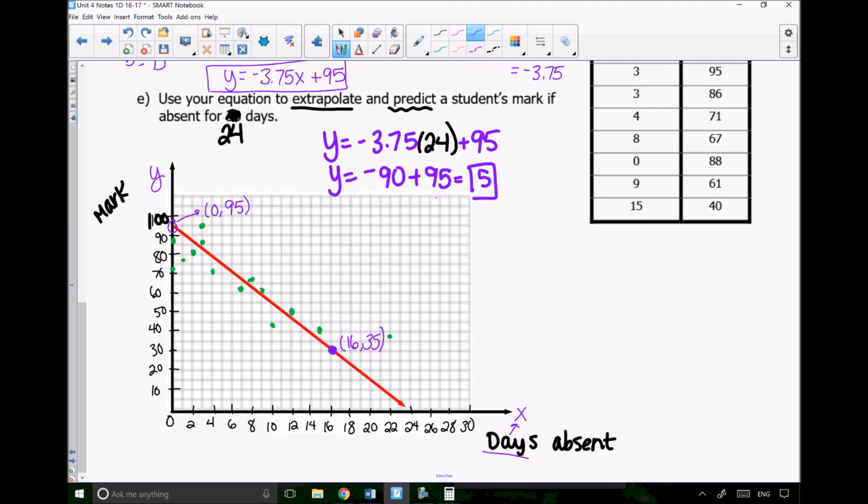So if a student is absent for 24 days, we would expect that their mark would be a 5 in the class because they're missing so much instruction. Does that necessarily mean that if a student is absent for 24 days, they're guaranteed to get a 5? Definitely not. It's just a prediction, okay?